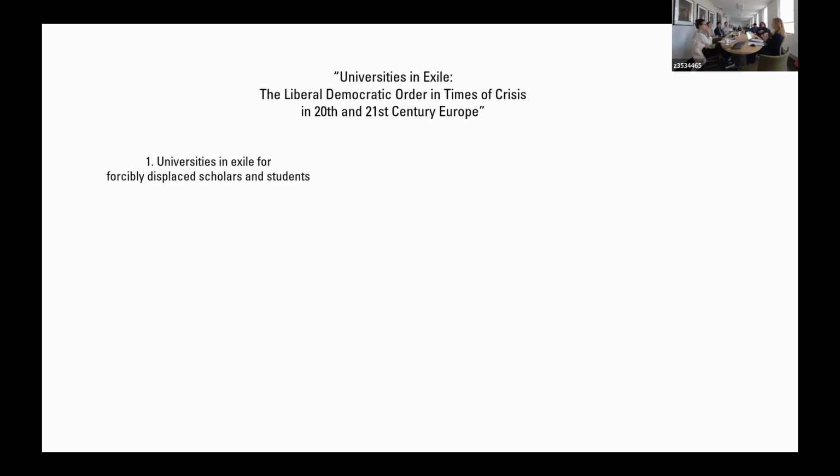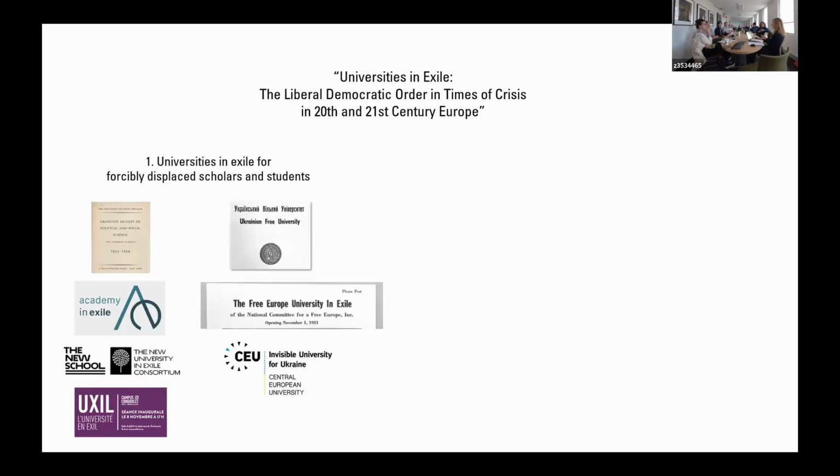One perspective of this phenomenon is universities which were founded for forcibly displaced scholars and students. And again, in this group, there are two different kinds of universities for displaced scholars. There are the ones that are created as a sign of solidarity, just to have people continue their teaching and learning activities at universities.